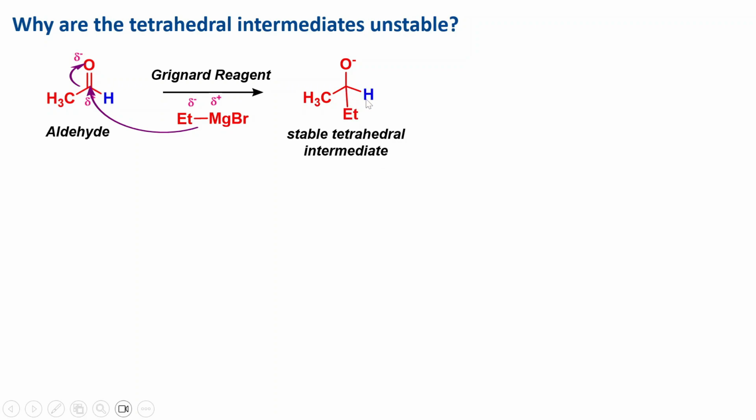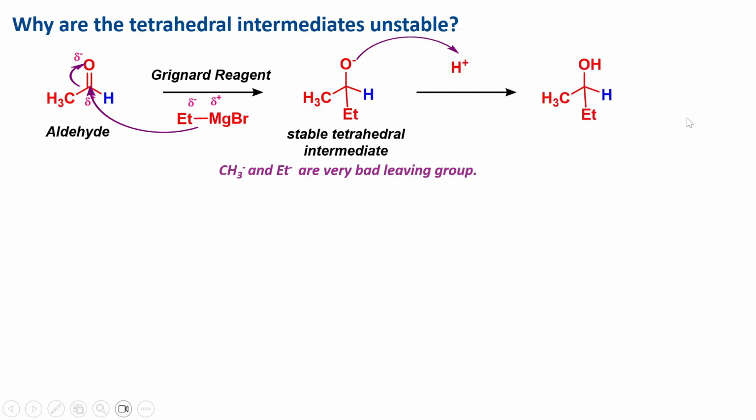Since this carbon has 4 bonds, that is sp3 hybridized, we call it a tetrahedral intermediate. But why in this case is it stable? If you see the groups attached here, we have the CH3 group and the ethyl group. These two groups, CH3 minus and ethyl, are very bad leaving groups. So if you have a proton in your system, the O minus can take this hydrogen and form this alcohol. The carbon attached here is attached to 2 other carbons, so we call it a secondary alcohol.